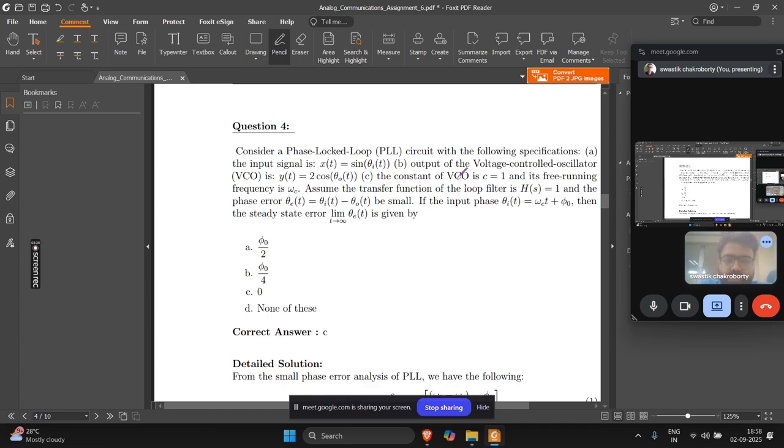Assume that the transfer function of the loop filter is 1, and the phase error theta i minus theta o is small. If the input phase is omega c t plus phi naught, then find the steady state error limit. So we have to find the value of theta e(t) when t goes to infinity. This is the steady state error.